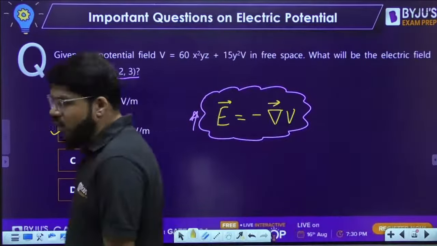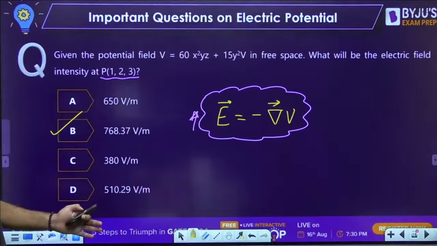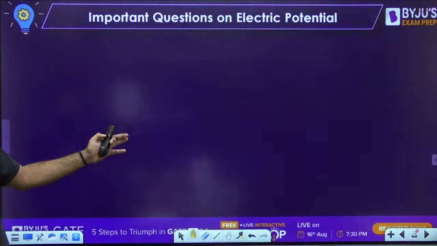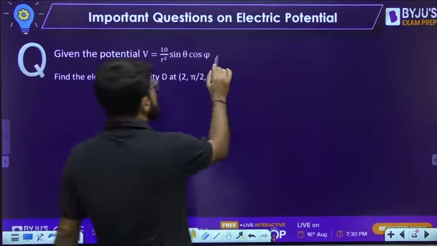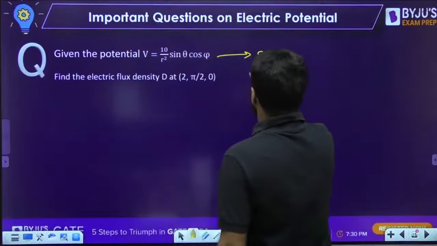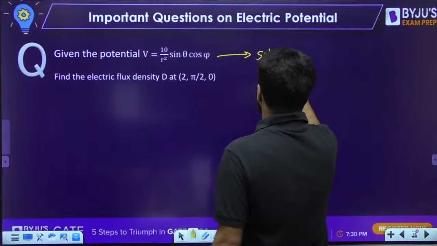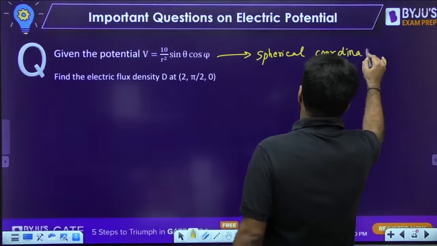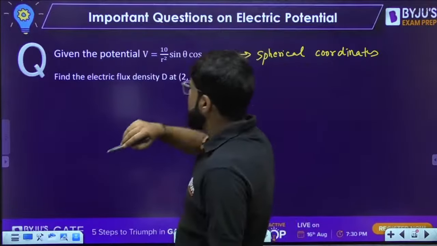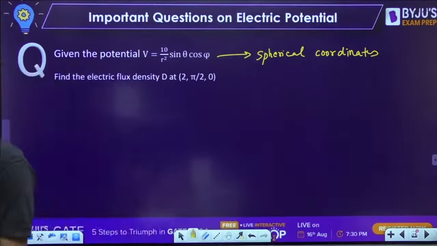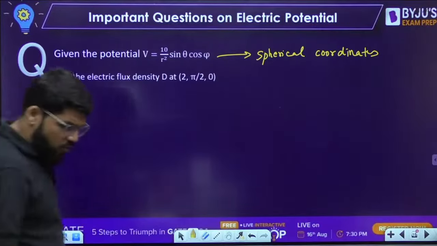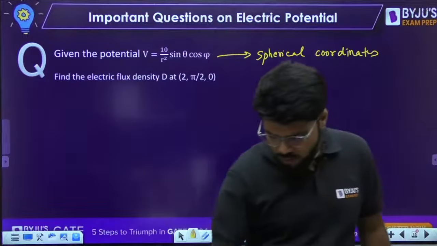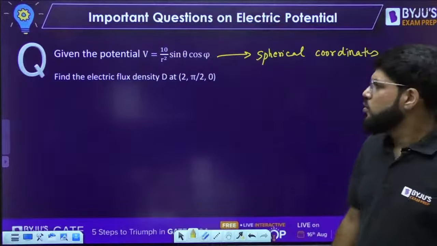Now a similar question, again very important. This was in Cartesian coordinates, but now given the potential 10 by r square sin theta cos phi, the function this time is given to you in spherical coordinates. Find the electric flux density at the point 2 comma pi by 2 comma 0.